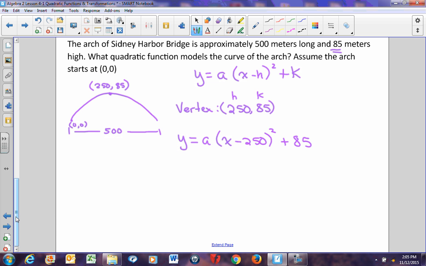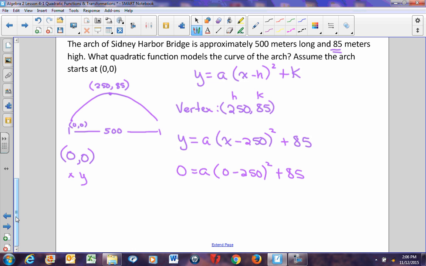So far so good, except that we've got to figure out what our a is, because we know this is not a parent function. It has to be compressed vertically. So the next thing we need to do is think about this a second. I am going to try to solve this for a. So I'm just going to put in 0, 0 for y, since that's my other point for x and y. So if I have the point 0, 0, if I put in 0 for x and 0 for y, I'm going to get 0 equals a, parentheses, 0 minus 250 squared plus 85.